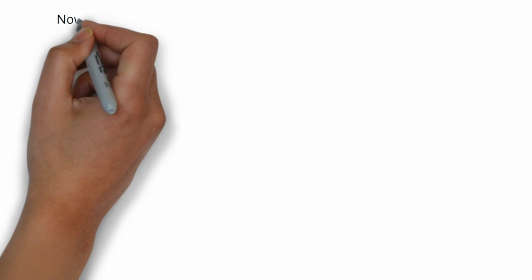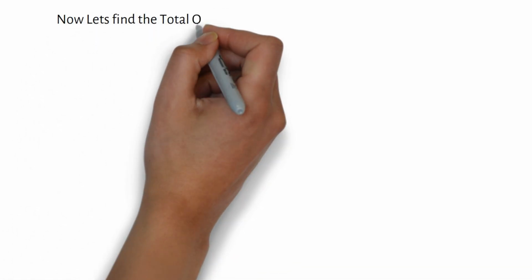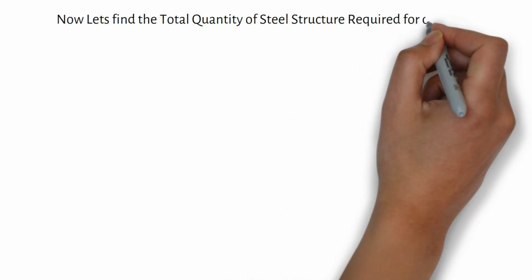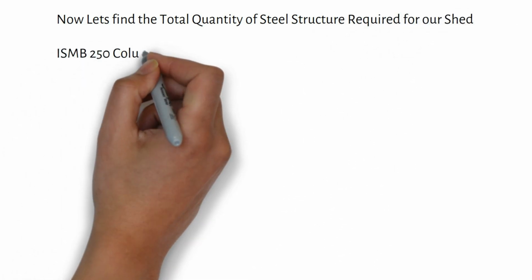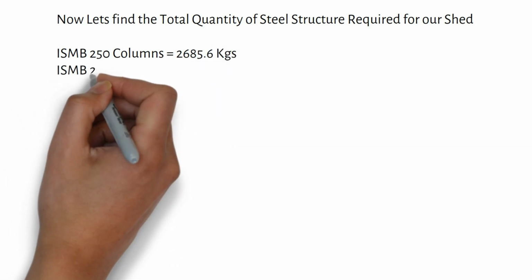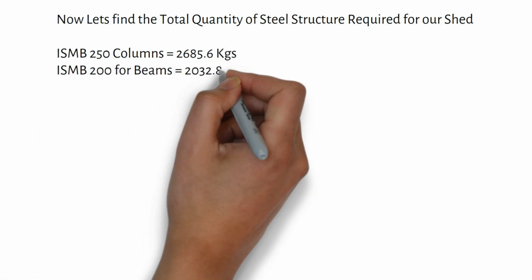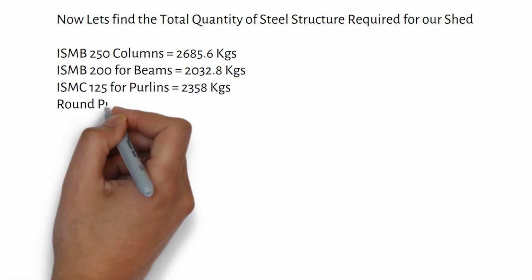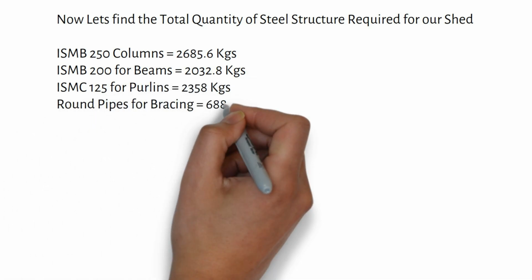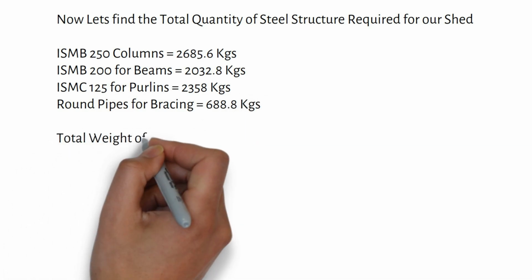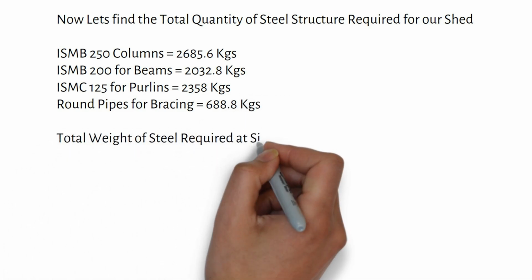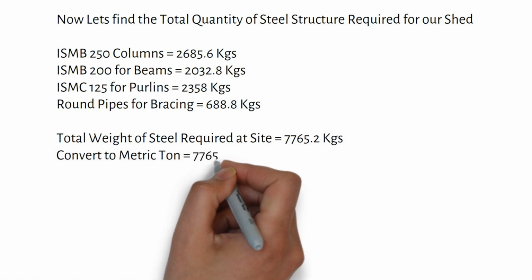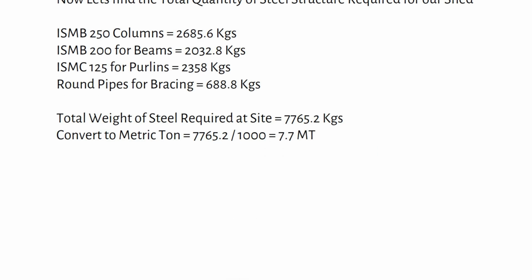Now calculate the required total weight. Let's move on to the final step for calculating the total quantity of steel required for the site. Based on the results, we required total steel of 7.7 metric tons.